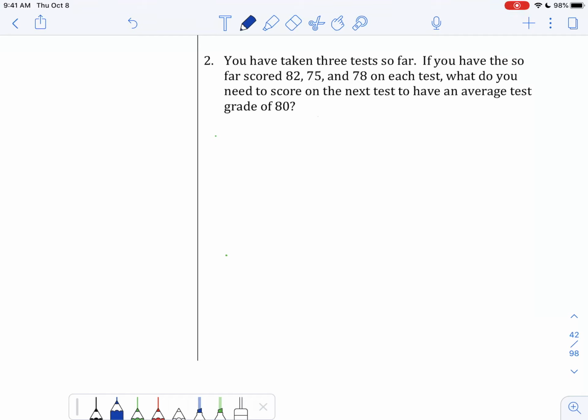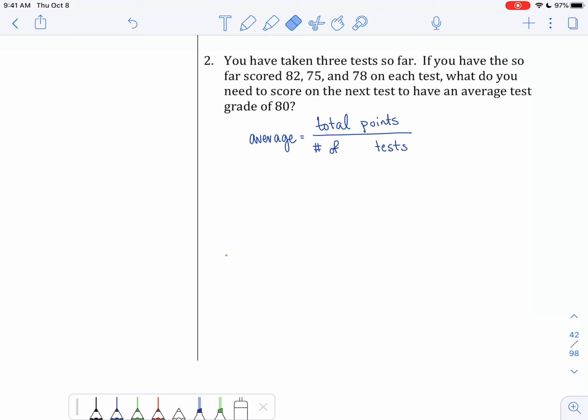These are the types of questions that I get asked by students all the time. What do I need to get on this to pass the class? What do I need to get on this to get an A? Very common type of question, and you are fully capable of doing this on your own, and I'll show you how. Since we're asking about average, that means we're going to be talking about the mean. So the average is the total number of points divided by the number of tests.